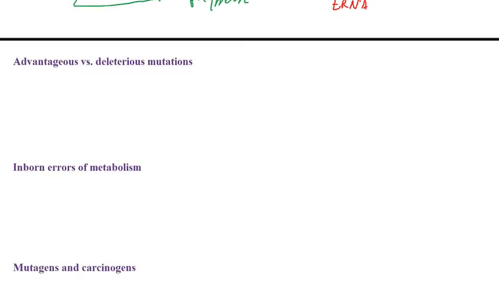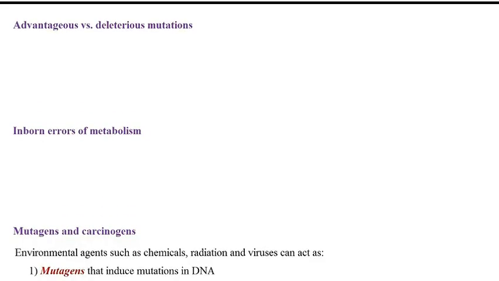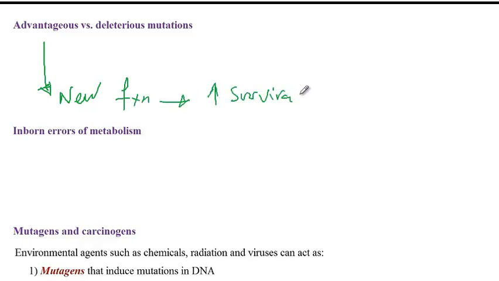And then in the previous lecture, we discussed how mutations could be advantageous or they could be deleterious. They could also be neutral, not having any effect. For instance, if we have a silent mutation, that would be neutral. It will not cause any problem. Okay, so now let's discuss again the difference. Advantageous mutations have a new function that will increase survival of the species in the population.